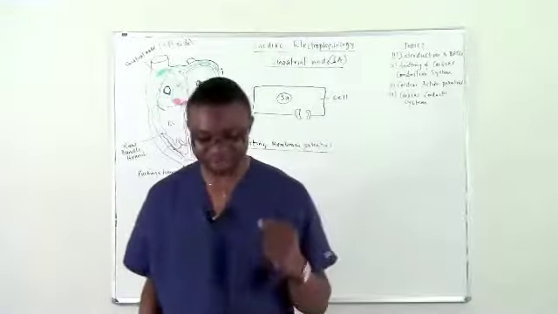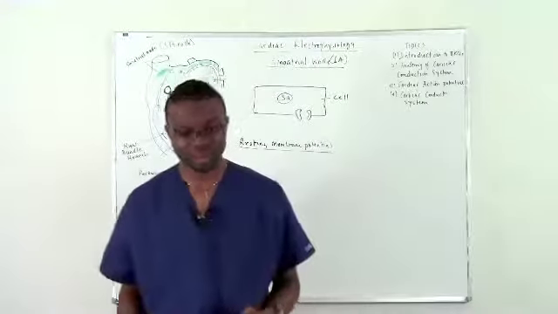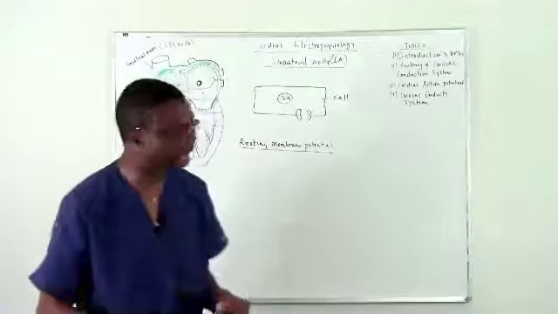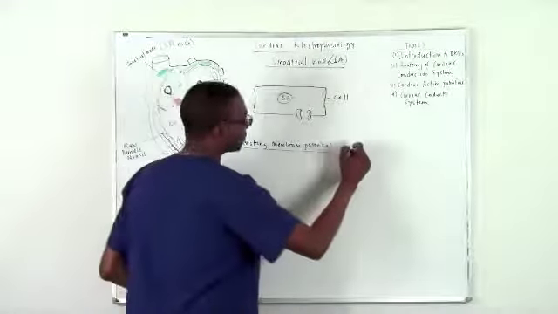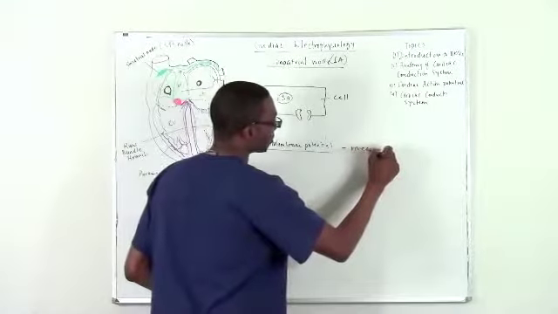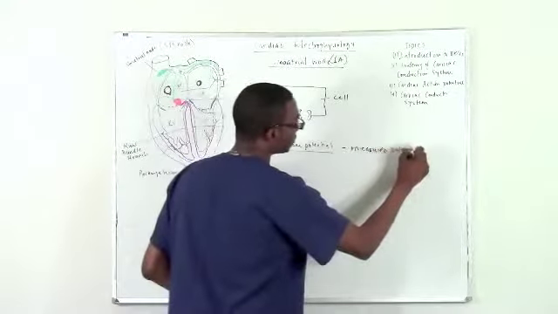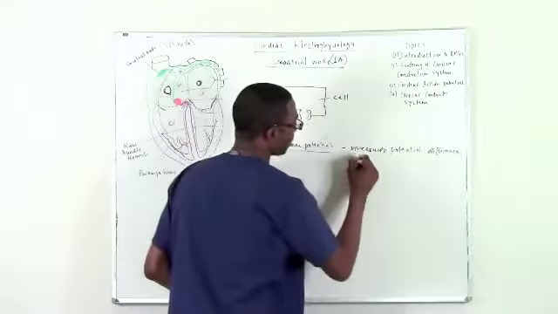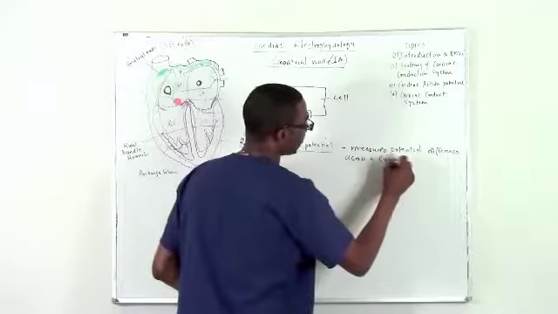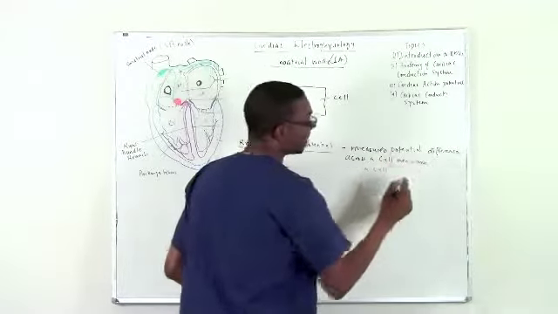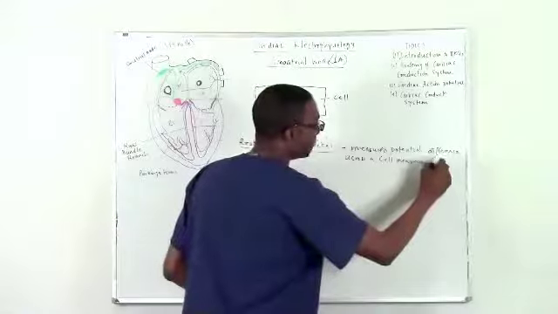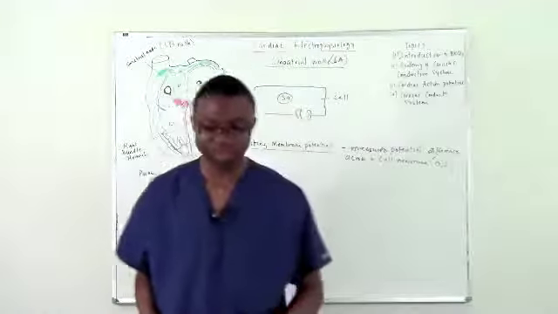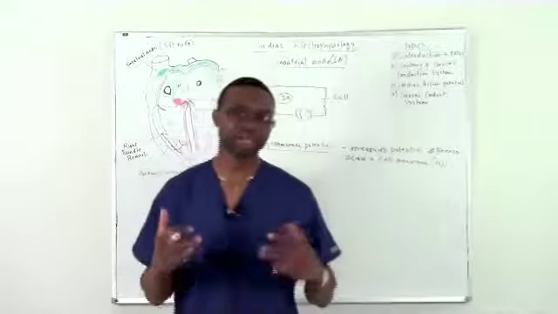So resting membrane potential is actually expressed as the measured potential difference across the cell membrane. It's a measured potential difference across a cell membrane. This is often measured in millivolts. Well, this has been calculated already, so I didn't come up with this.